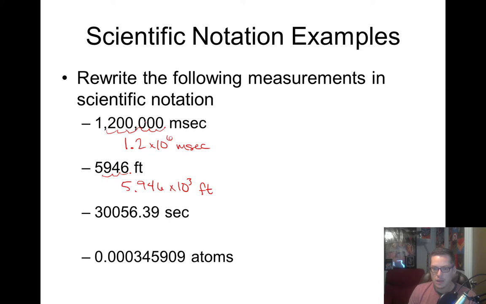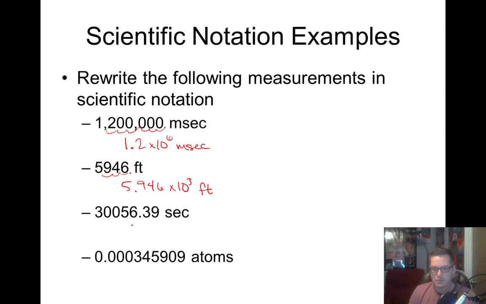Notice that here, I didn't bother writing in all these zeros because these zeros are simply placeholder zeros, right? They don't mean anything. They were just extra zeros. The whole point of writing in scientific notation is I can get rid of those placeholder zeros. But here, this 946, these are not placeholders. These are important numbers. These were measured, okay? So I have to keep those written in, all right?